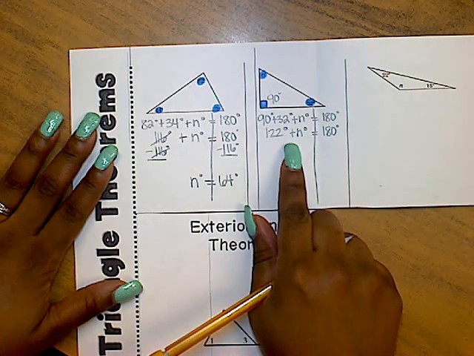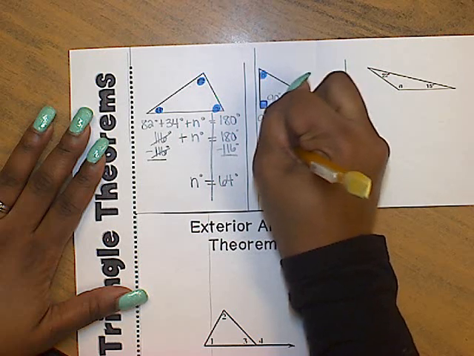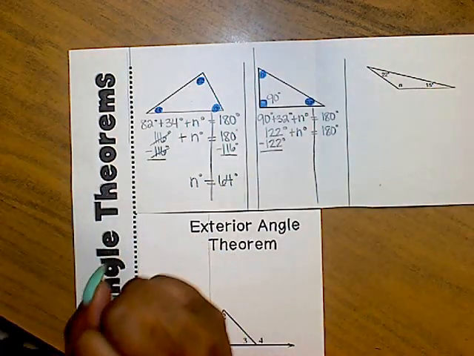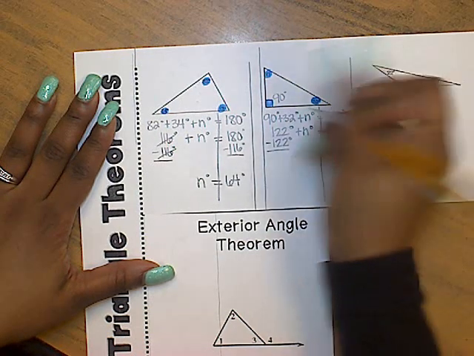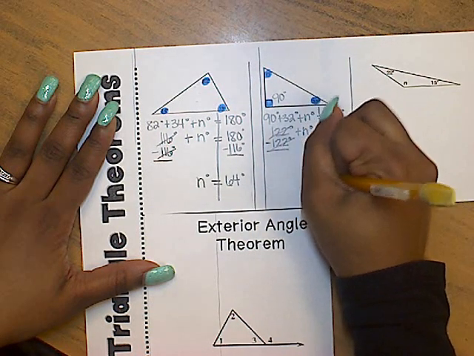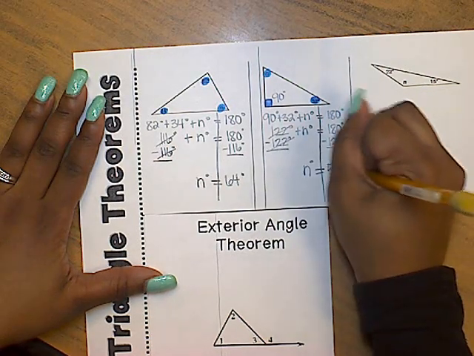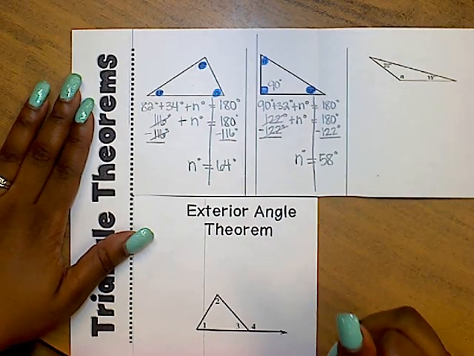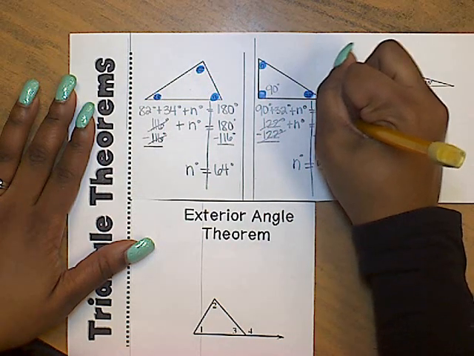Now we want to get N by itself. So this is a positive 122 degrees. So we're going to do the opposite of a positive, which is to subtract or make it negative. And we have to do it to both sides. These cancel, bring down your N. So your answer is going to be 58 degrees. Okay. And again, you know that. Do your math. Boom.